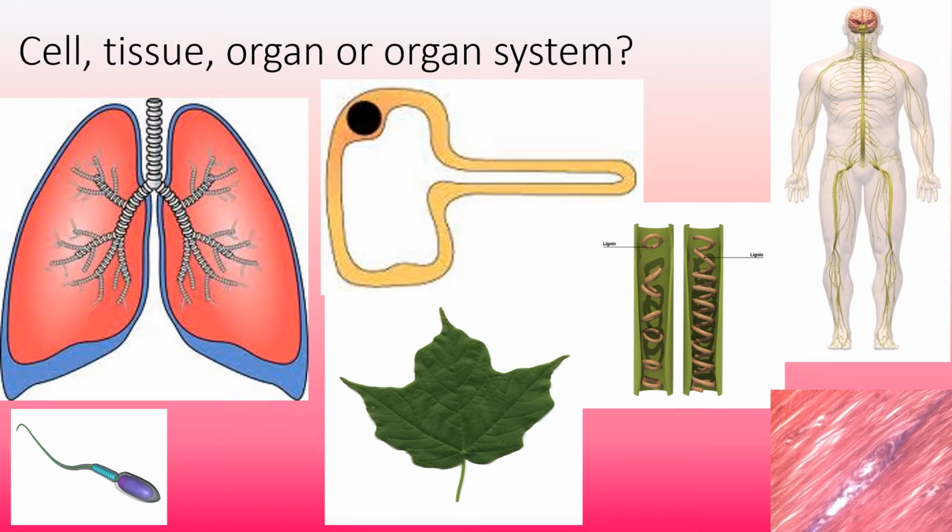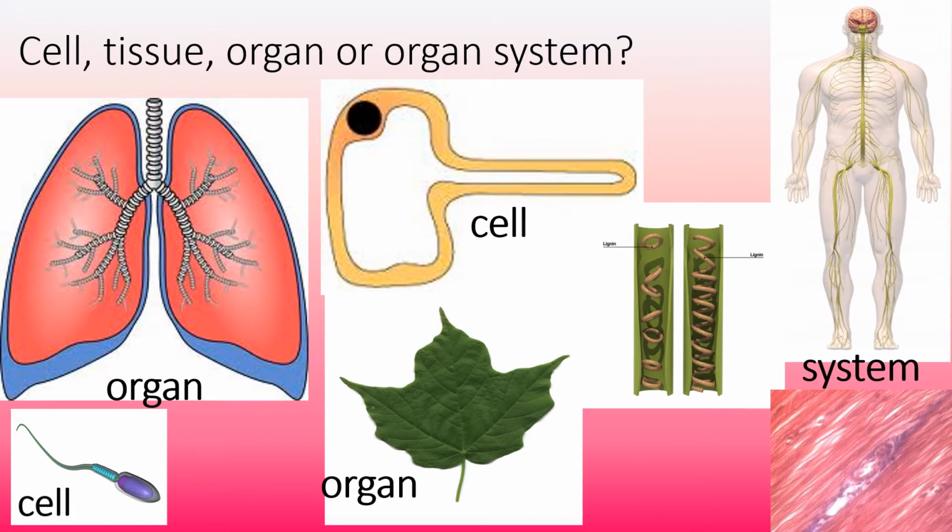So the first one is the lungs, which is an organ. The next one is a root hair cell. Then we have the nervous system, the sperm cell, a leaf, which is actually a plant organ. A lot of people get that wrong. The xylem, which is a tissue, and finally muscle, which is a tissue as well.